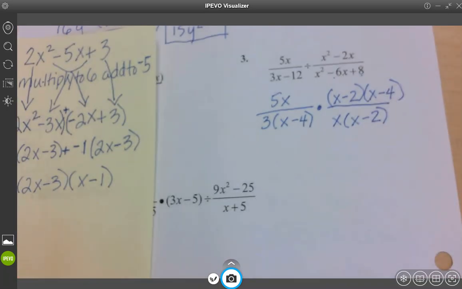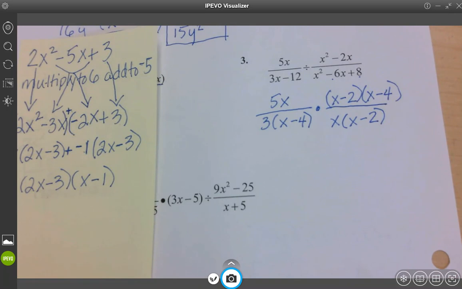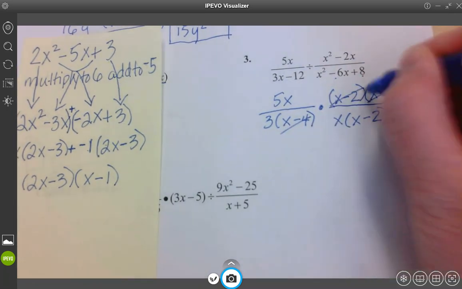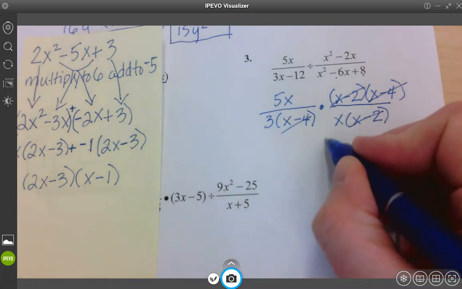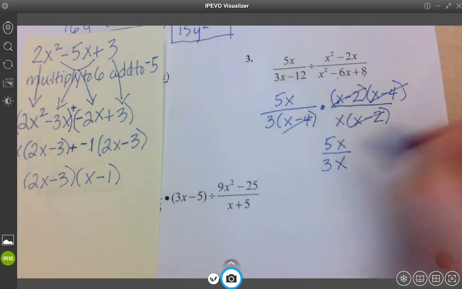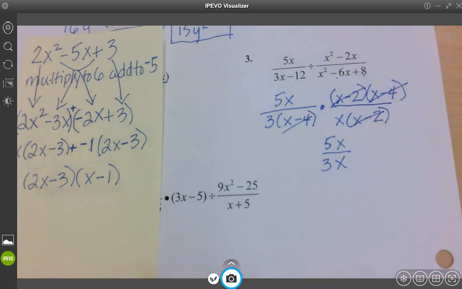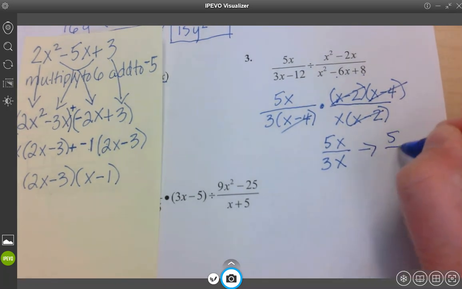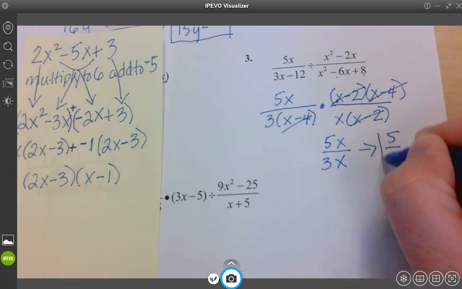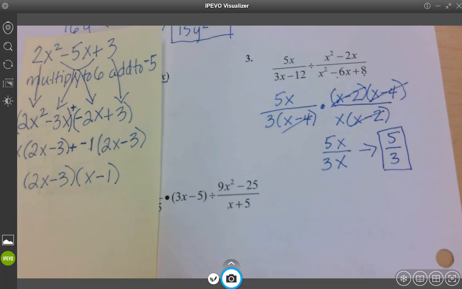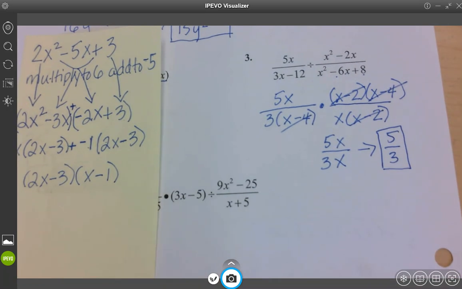All right, and so then luckily we had x minus 2 and x minus 4 cancel. And we ended up with 5x divided by 3x. And what's our final answer? Yeah. Very good. 5/3. All right. It's time to try the challenge.